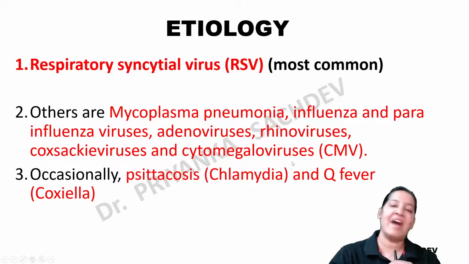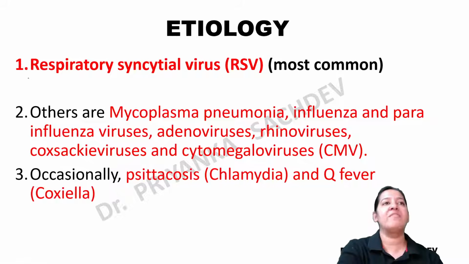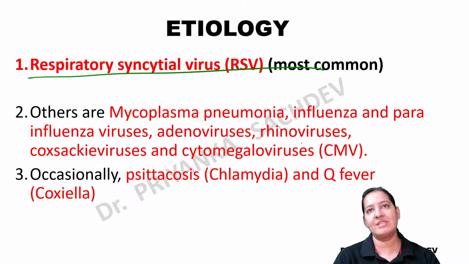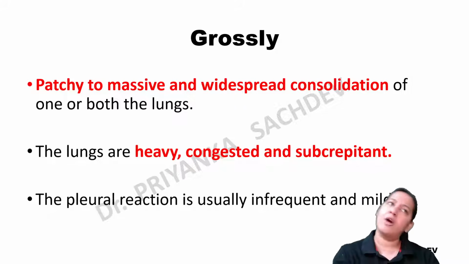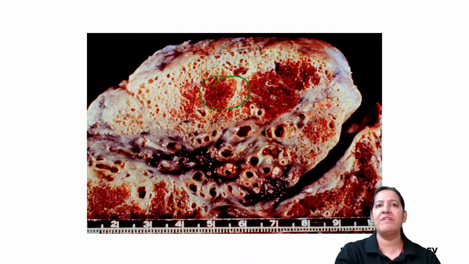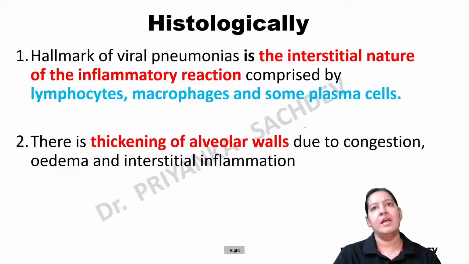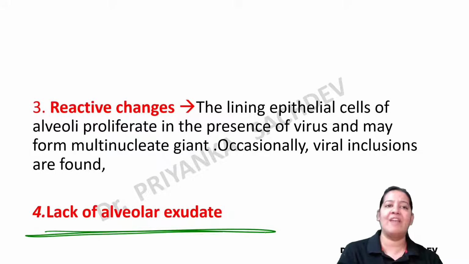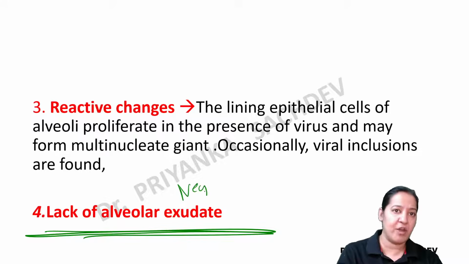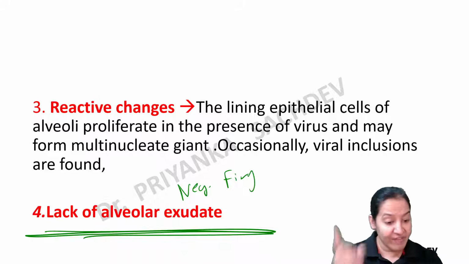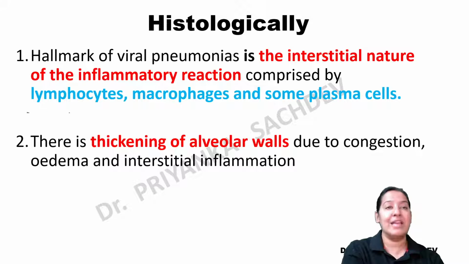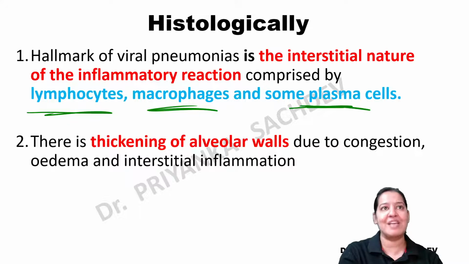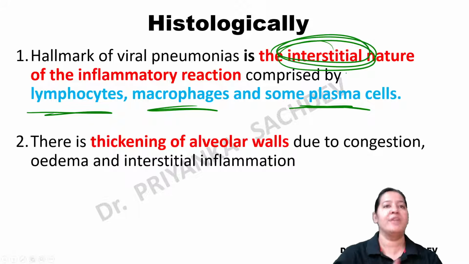Which is the most common virus causing viral pneumonia? The most common virus is RSV, respiratory syncytial virus. There is an MCQ on this. Grossly, here also you will find patchy areas of consolidation. Histologically, this is the diagram. The most important thing is lack of alveolar exudate. It is a negative finding, but you have to say this negative finding. Then lymphocytes, macrophages, and plasma cells are present in the background. There are no neutrophils.